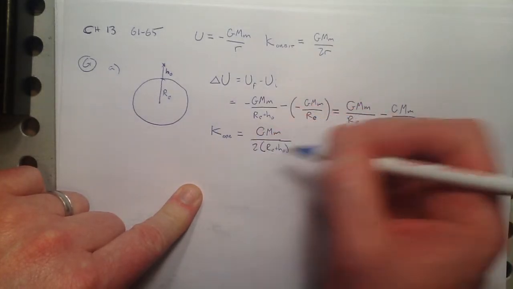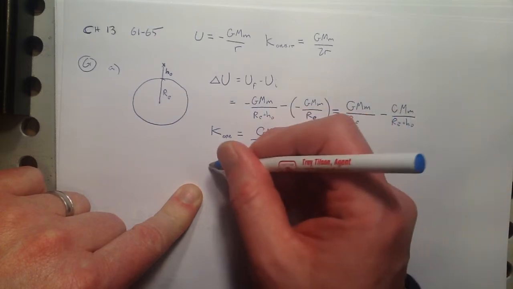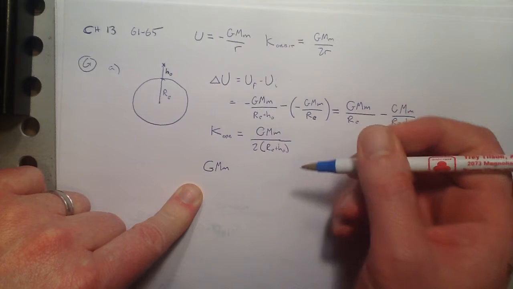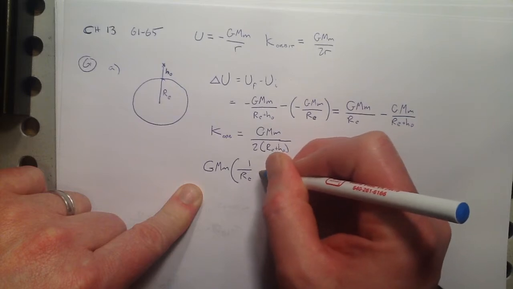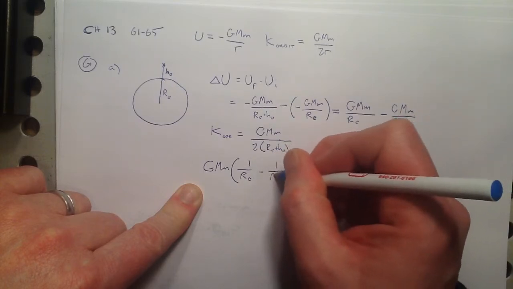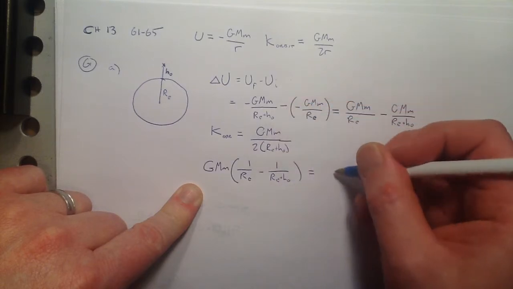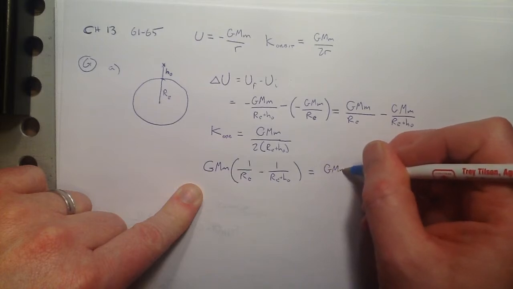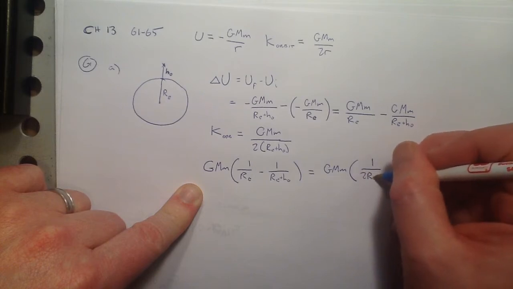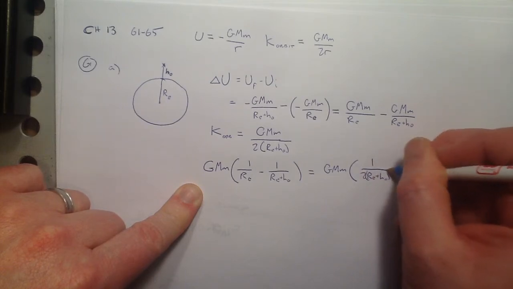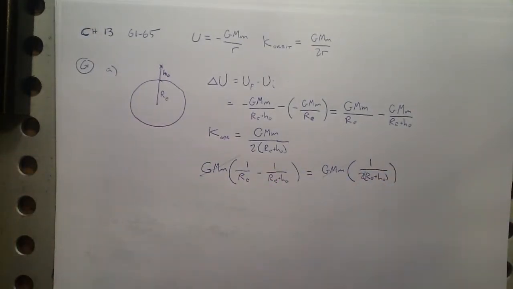So we have this. Notice that the GMm I'm going to factor out of all of these, because that's not going to play a role here. So GMm factors out, and I have 1 over R E minus 1 over R E plus h sub 0 equal to GMm over 2 times R E plus h sub 0. So it really boils down to setting these two things equal to each other.